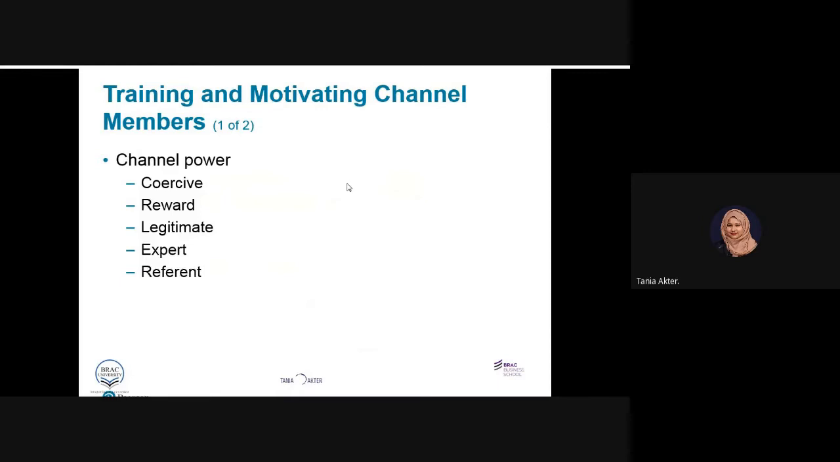Then the expert power, where the manufacturer has special knowledge the intermediaries value. Once the intermediaries acquire this expertise, however, expert power weakens. So the manufacturer must continue to develop new expertise so intermediaries will want to continue cooperating. Lastly, referent power, where the manufacturer is so highly respected that intermediaries are proud to be associated with it. For example, companies such as IBM, Caterpillar, and HP have high referent power.